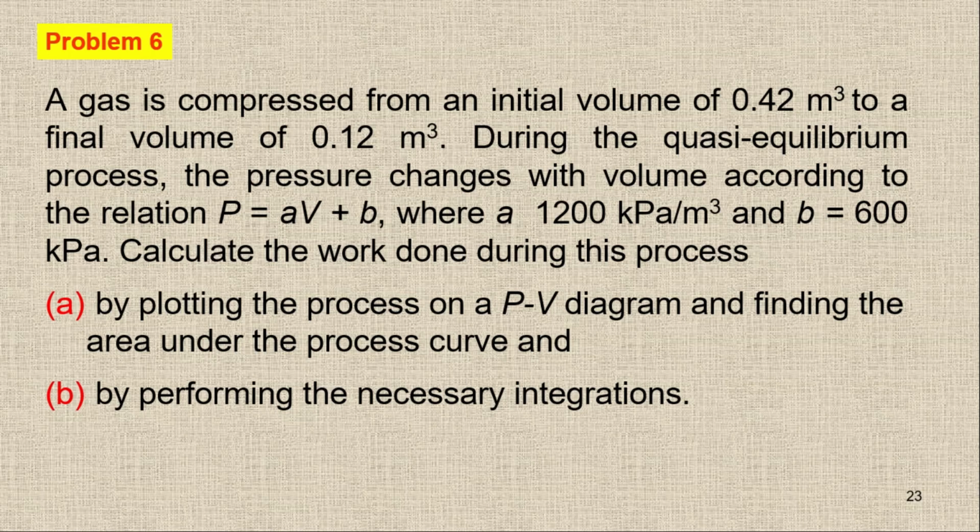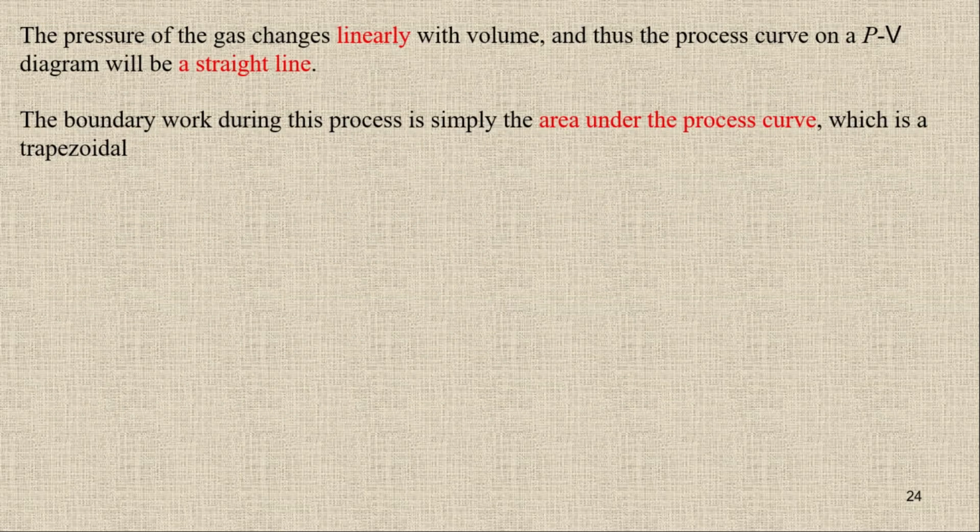If you see here, the relationship between the pressure and volume is P equal to AV plus B. This is basically the equation of a straight line, y is equal to mx plus b. So P is equal to AV plus B means you will get a straight line if you obey this relationship. Here the pressure of the gas changes linearly with volume because we have a straight line equation.